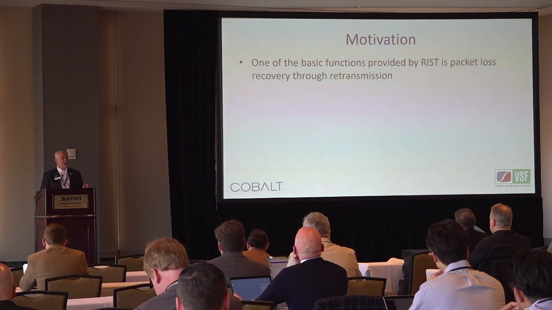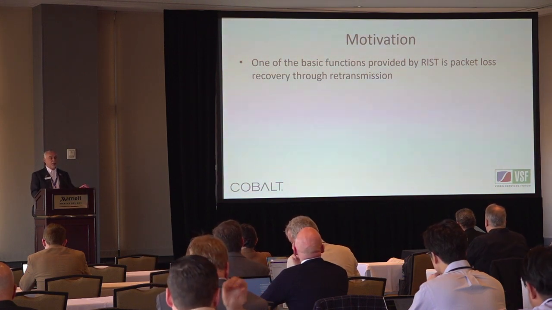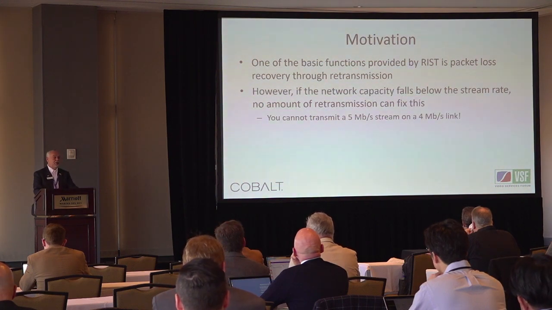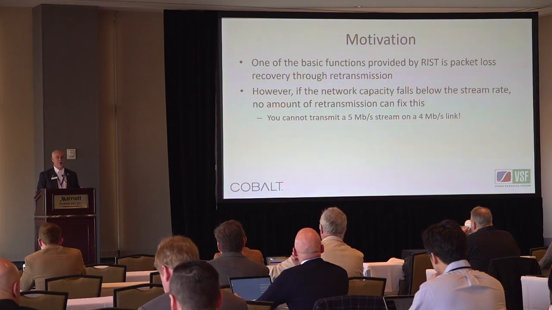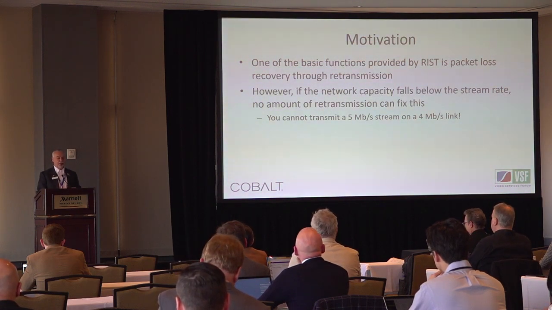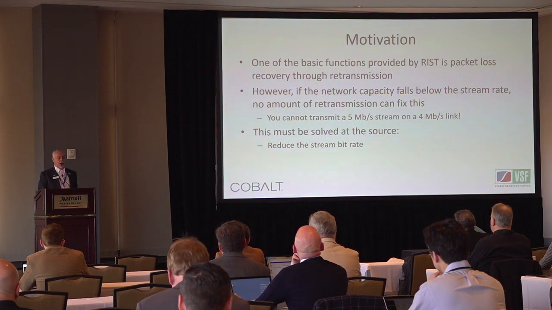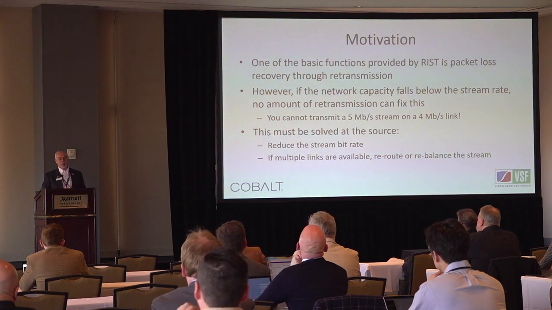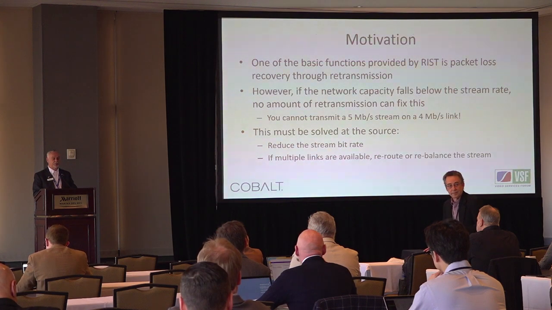Why RIST? The basic function of RIST is to recover packet loss. It's the most fundamental function of RIST. However, if the network capacity falls below the stream rate, no retransmission is going to work. You can't cram a 5 meg stream on a 4 meg pipe. That's it. So you've got to solve that at the source. You either reduce the stream bit rate, or if you have multiple links, you rebalance or reroute the stream. So that's got to happen for reliability.